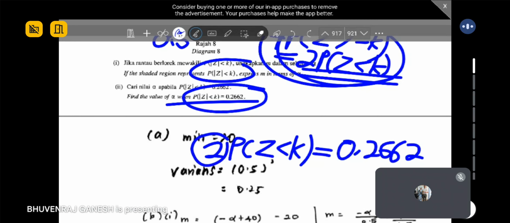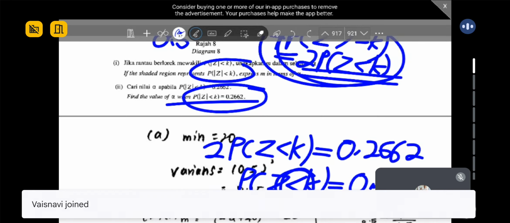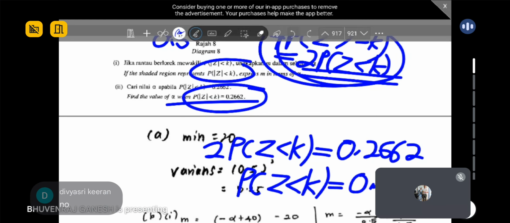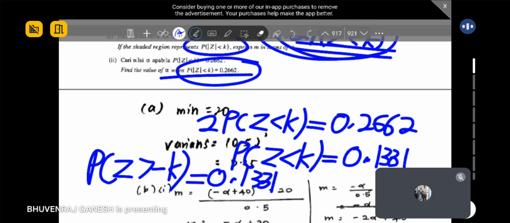Okay, but first, I need to shift the 2 to the right-hand side. Okay, saya kena pindah nombor 2. So, shift to the right-hand side becomes divide. Okay, so 0.2662 divided by 2 is 0.1331. So, guys, check and see. Cuba periksa. Is my inequality sign correct, guys? Yes or no? Adakah simbol ketaksamaan saya betul? Anyone? Is it correct? No. Okay, so if it's not correct, it means you must switch the sign. Okay, kamu kena tukar simbol. So when you change the sign, it becomes negative K, 0.1331.